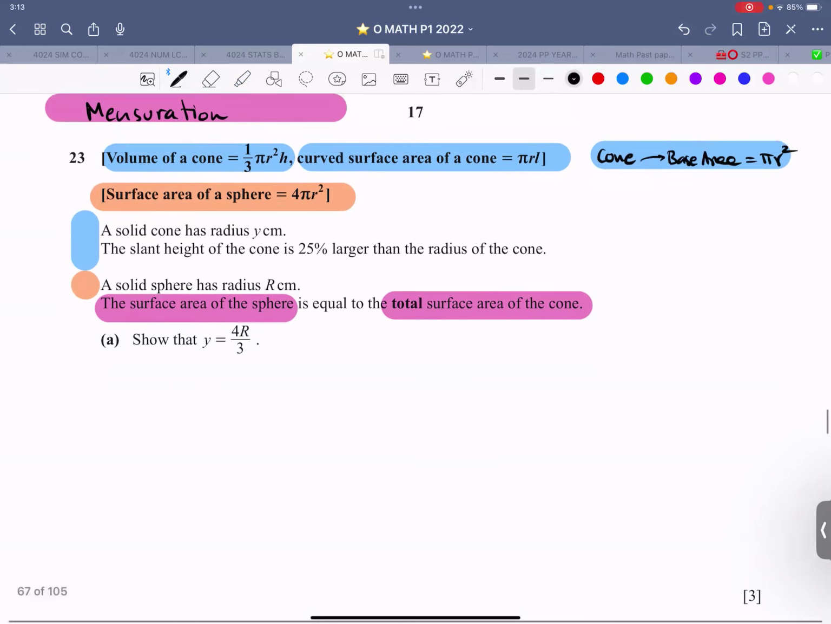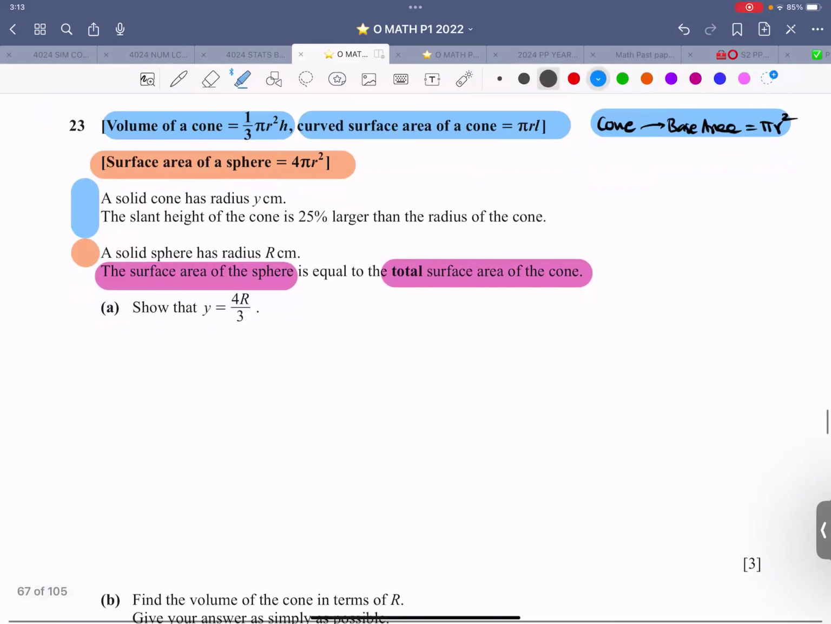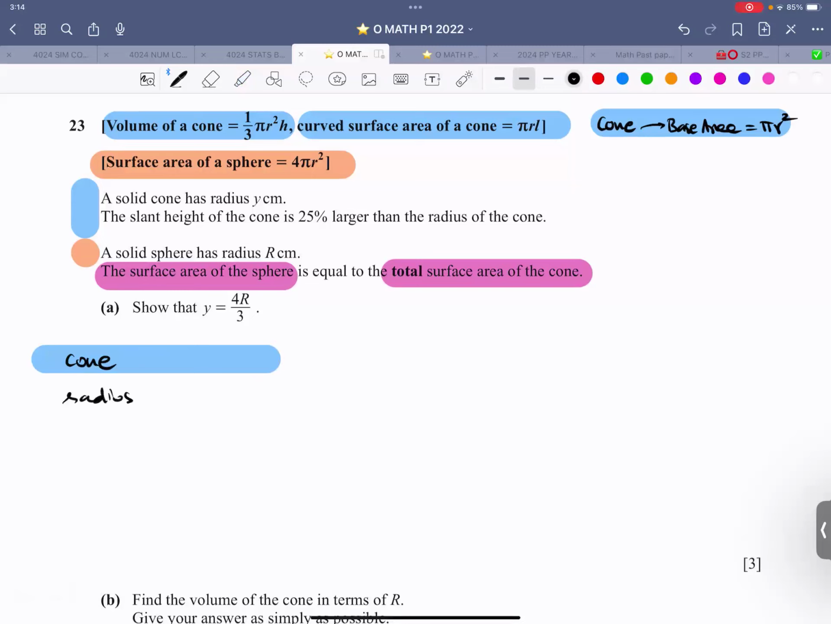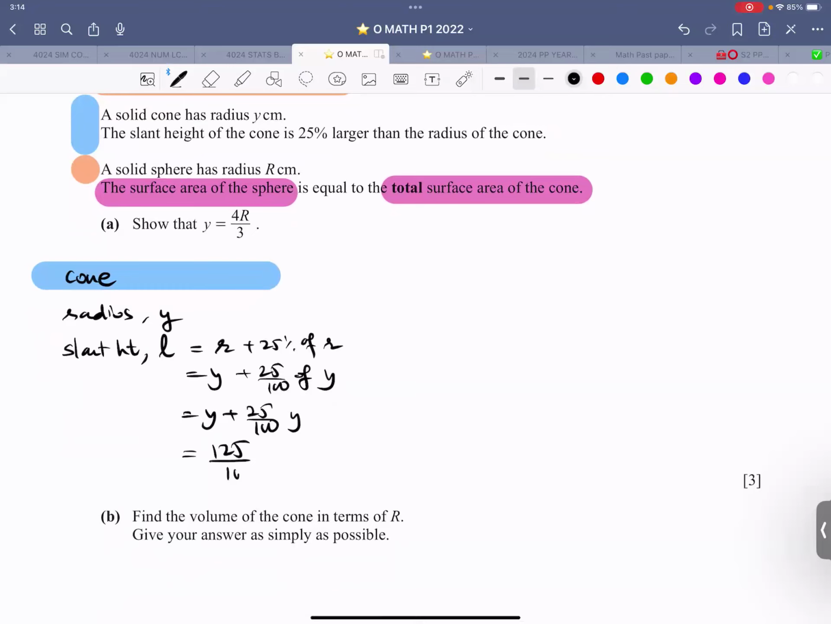Let's get started with this. First of all, the working for the blue, that is all the working for the cone. The radius is y, and the slant height, let me give it the symbol L, is 25% larger than the radius. So this is radius plus 25% of radius, so y plus 25% of y. So this is y plus 25 over 100 y, so 125 over 100 y, which can be written as 5 over 4 y.